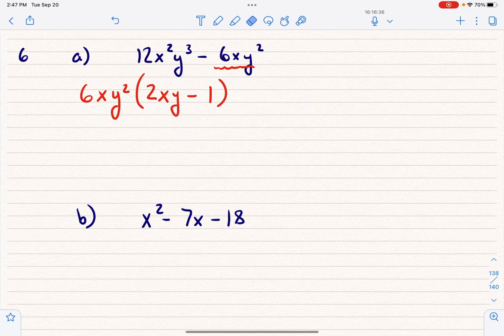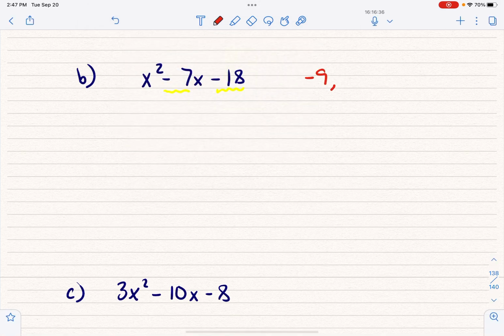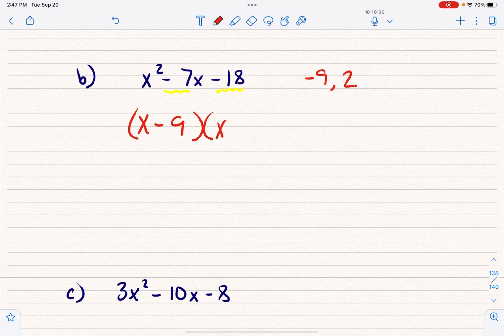All right. For this next one, this is a basic trinomial. We're looking for factors of negative 18 that add up to be negative 7. What are the two factors of negative 18 that add up to be negative 7? Well, that would be negative 9 and 2. When I multiply them, I get negative 18. When I add them, I get negative 7. So this is just x minus 9 times x plus 2.